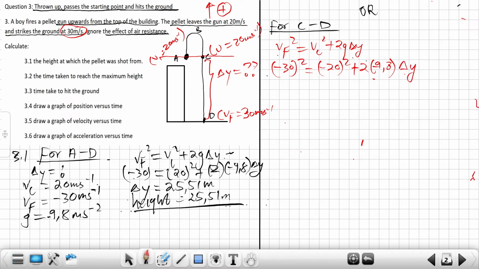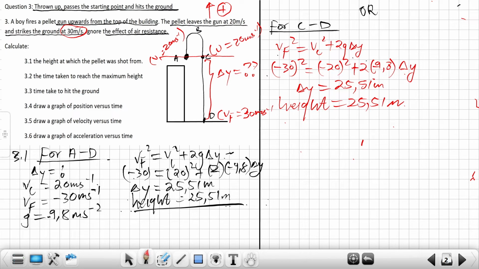We should get the same answer where delta Y is equal to 25.51 meters. And then we say the height here should also be 25.51 meters. So it's just an approach that one can use. It's an approach so that at least now you know what it is that you have and what it is that you are working with.